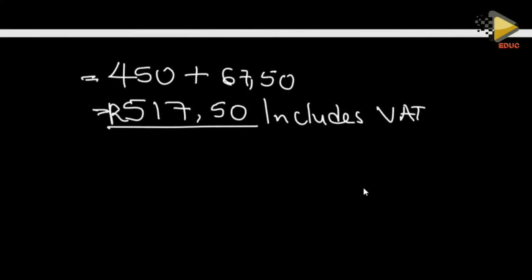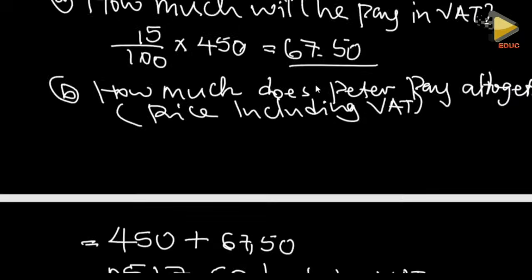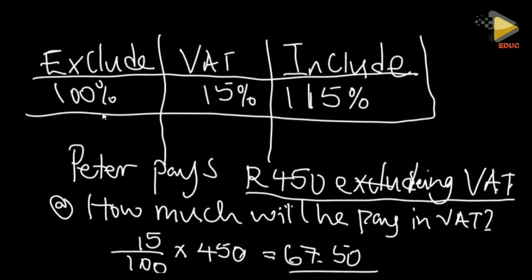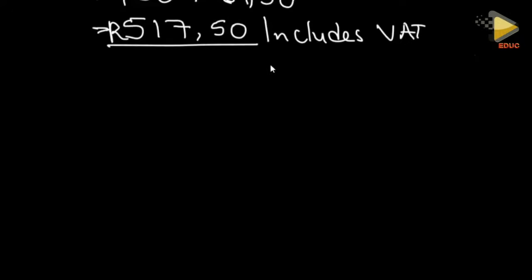Another method for the same question B would be so simple. Remember our table that we have on top here, 100 for excluding. When the price has no VAT, it's at 100%. When we have VAT itself, it's at 15%. Then we need to include VAT. We end up having 100 plus 15, we get 115%.